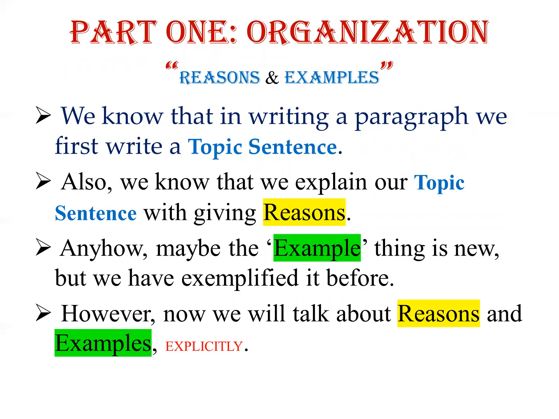Okay, we know that in writing a paragraph, right now we'll be taking reasons and examples, and their transition signals. We know that in writing a paragraph, we first write a topic sentence. Also, we know that we explain our topic sentence by giving reasons. This is clear. Maybe the example part is new, but we have exemplified it before. However, we have given examples of this. Right now, we gave reasons, then we supported them with examples. So it must be clear. However, now we will talk about reasons and examples explicitly. We'll talk about them not in general, no, we will go deep into them.